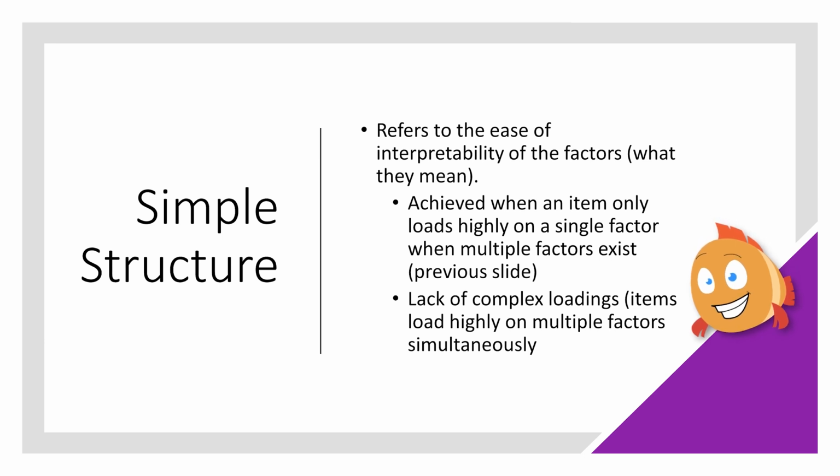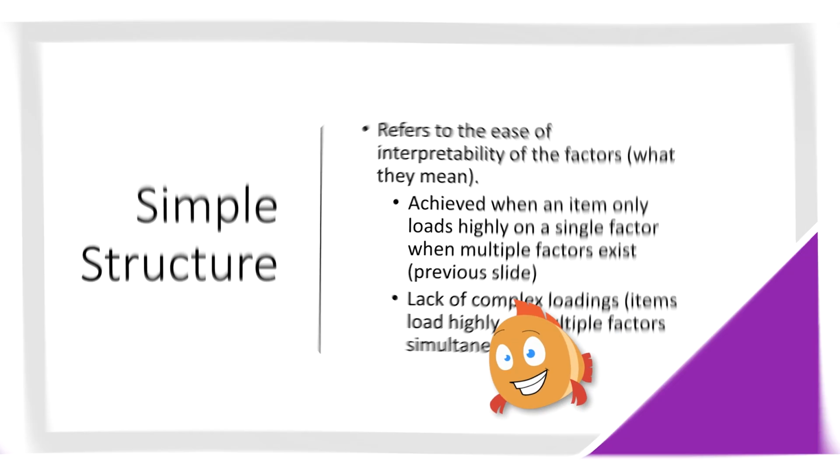Okay, so simple structure. This refers to the ease of interpretability of the factors, like what they actually mean. And this is achieved when an item loads highly, so its factor loading is closer to 1, depending on how you fit your model, on a single factor when multiple factors exist. So see that previous slide. And it also has a lack of complex loadings, items that load highly on multiple factors. I've got an image coming up here.